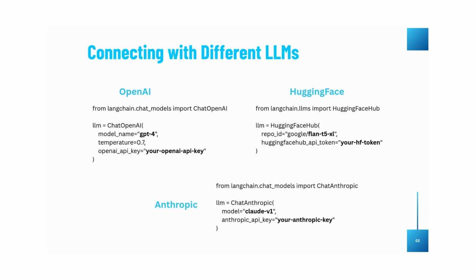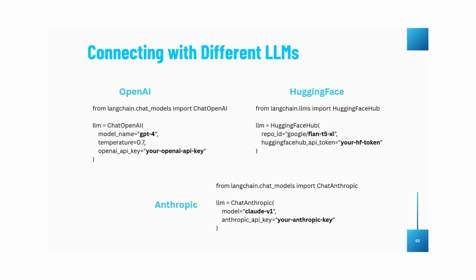Let's start with OpenAI. Here is how you can connect to GPT-4 using LangChain's ChatOpenAI wrapper. First, you need to import the ChatOpenAI wrapper using LangChain. Once you import the ChatOpenAI wrapper, you can initialize the LLM and pass the model name and your OpenAI API key. Here you can see we have passed the model name GPT-4. Make sure your OpenAI API key is handy.